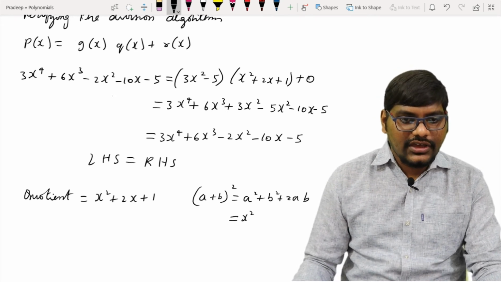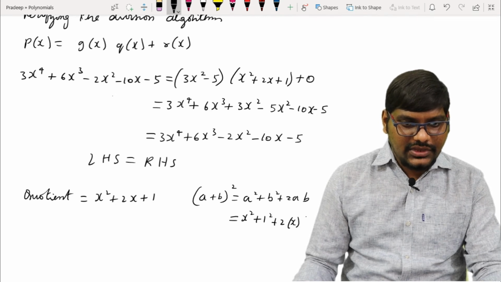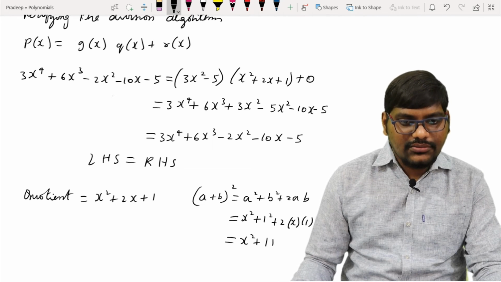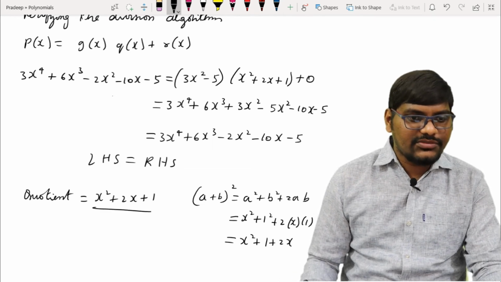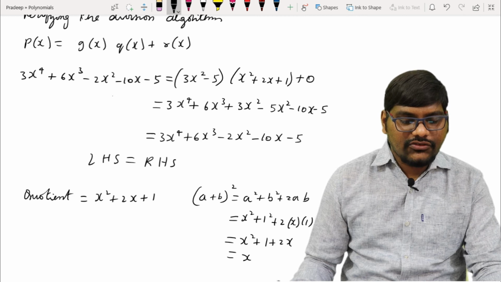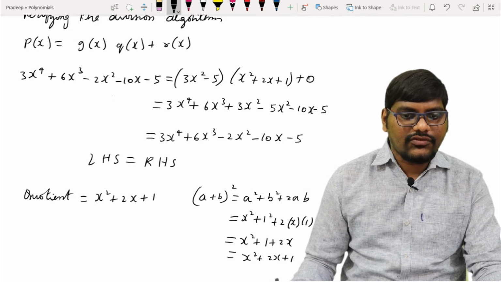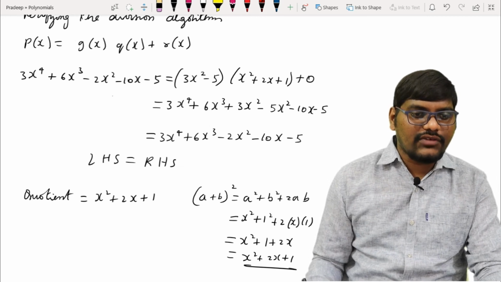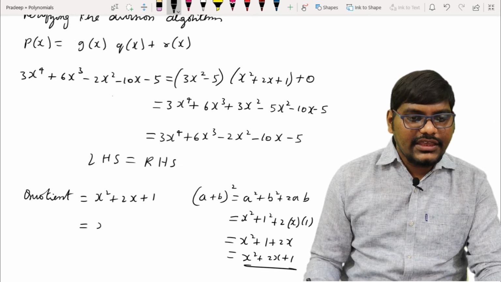So this is x square plus 1 square plus 2 into a is x, b is 1, nothing but I can write x square plus 1 plus 2x. If I write in this particular form, that is x square plus 2x plus 1, this is the same. So simply instead of x square plus 2x plus 1, we will just write here x plus 1 whole square.